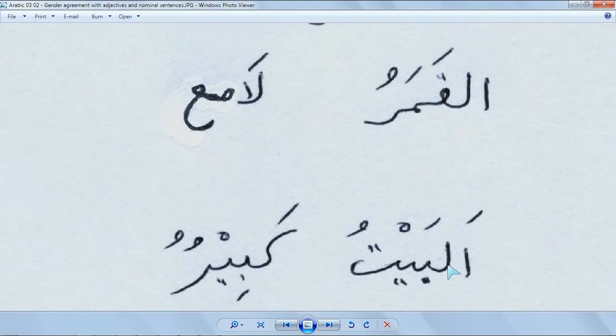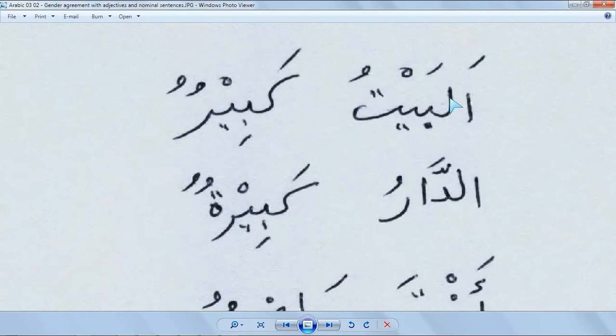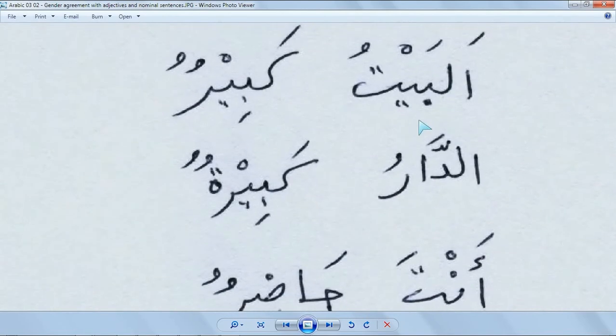Al-baytu kabirun. The house is big. So bayt is male, so kabir is male. Ad-daru kabiratun. الدار, the house, the home is big. Here the word home is female, so the khabar has to be female.